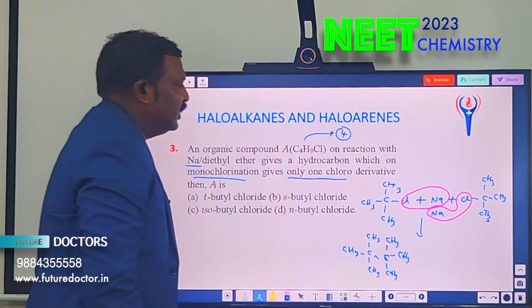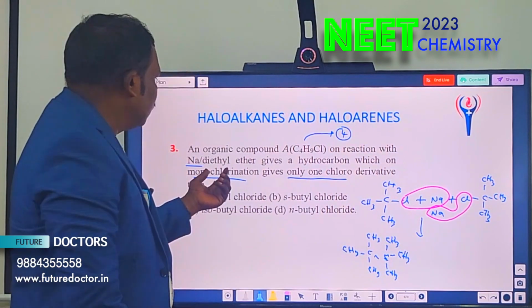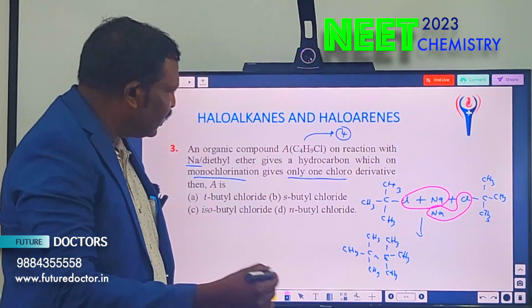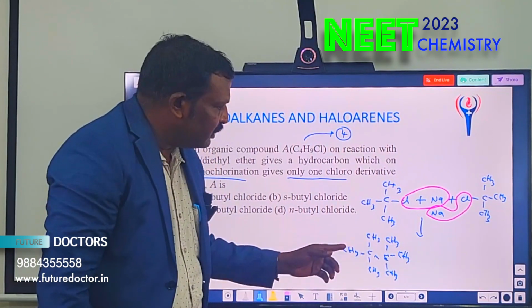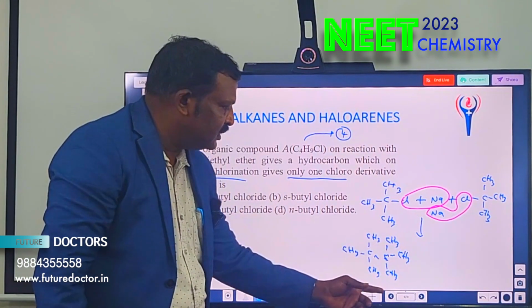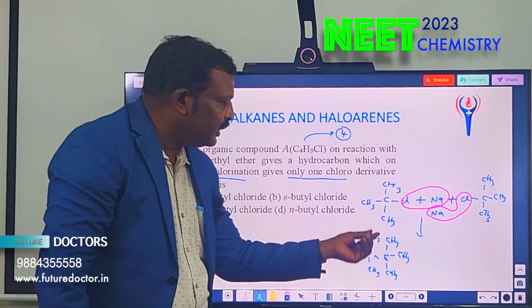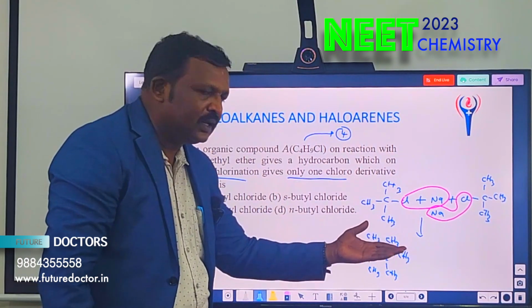Then this hydrocarbon, on monochlorination, gives only one monochloro derivative. That's the question. So here, wherever you replace hydrogen by chlorine, the compound will be the same, since all are CH3. Any place we can replace the hydrogen by chlorine, and the compounds look the same.